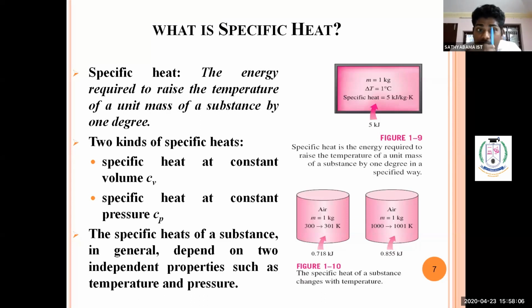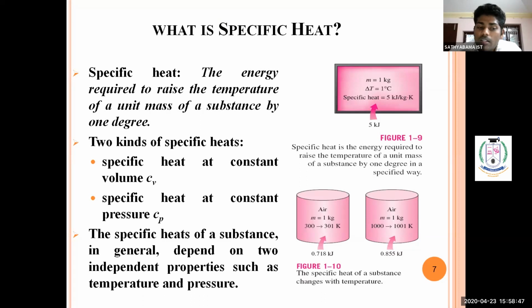Again, I'm explaining: the energy required to raise the temperature of a unit mass. Since this object's mass is 1 kilogram and its temperature is 22 degrees Celsius, I have to raise it by 1 degree. For raising 1 degree, how much heat energy do I have to give? That heat energy is known as specific heat. The energy required to raise the temperature of a unit mass of a substance by 1 degree is shown in the figure. In figure 1 to 10, I have mentioned the air mass is 1 kilogram, and the same object goes from 300 to 301. We have to increase by 1 degree Celsius. That is known as specific heat.